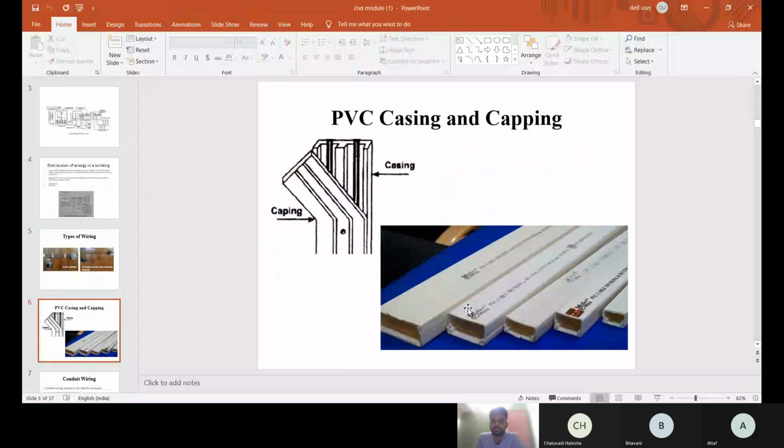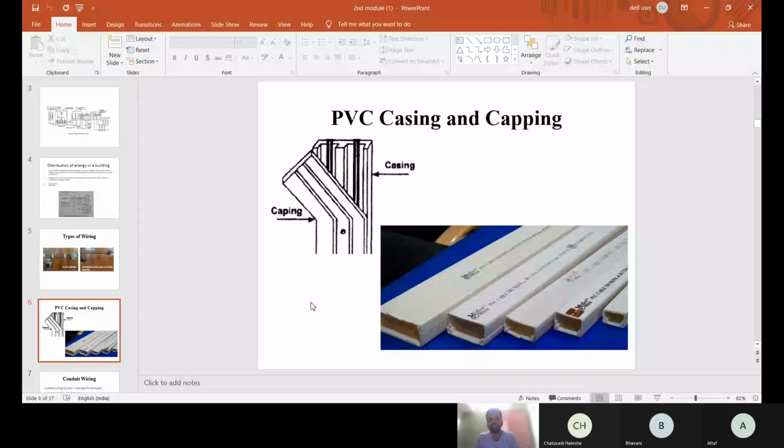Where continuous casing and capping pipes are laid, if we need to add some more computers into our lab, we can just remove the cappings, lay the wiring through the casing, and connect to our computers. For that purpose, PVC casing and capping are very useful in our labs.